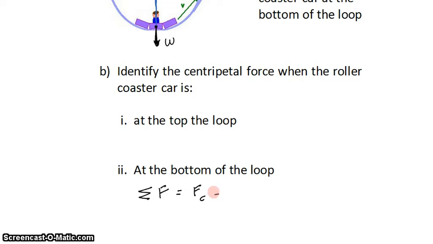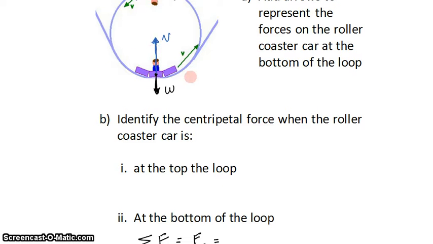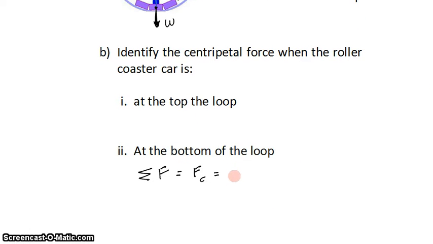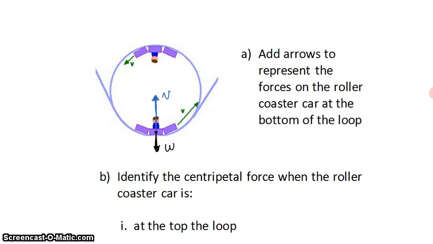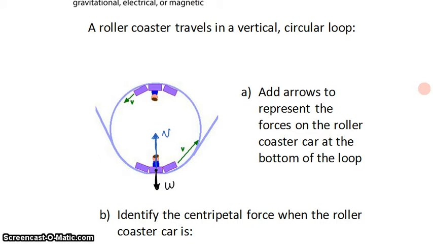And so if we look at those forces, we have the normal force opposed by the weight. So the sum of all the forces is a centripetal force, and the sum of all the forces is the normal force minus the weight. So that's our answer here. The centripetal force is the normal force minus the weight. Now what about at the top of the loop? Well, this question doesn't give us quite enough details to give a perfectly accurate answer. But we'll do our best, and we'll look at the different scenarios.